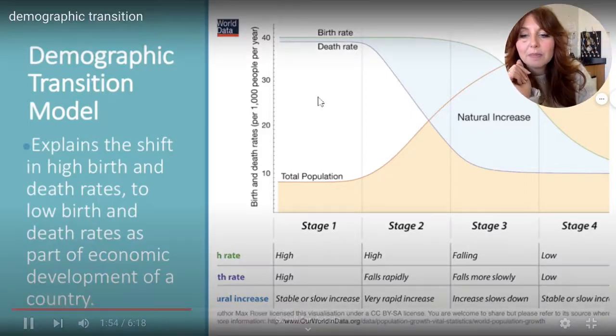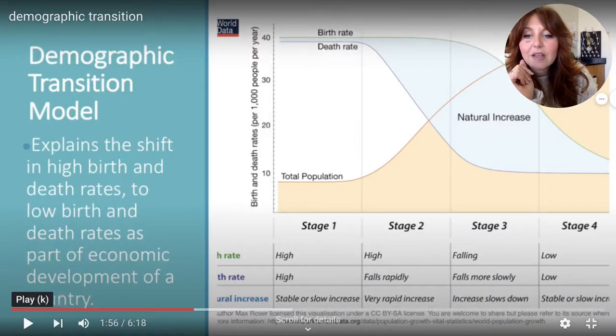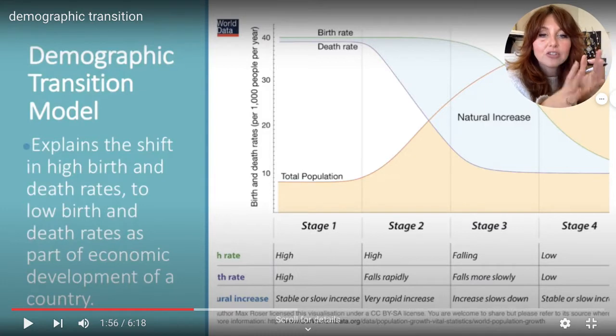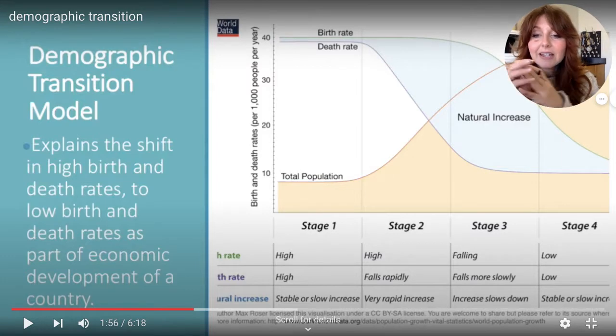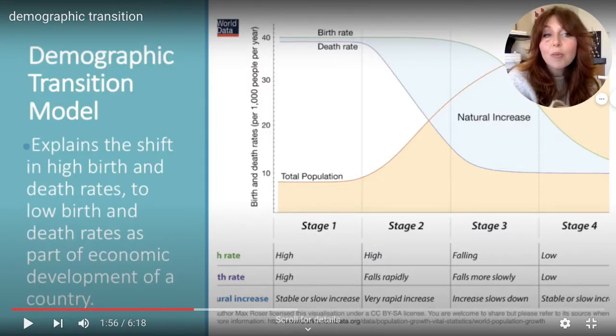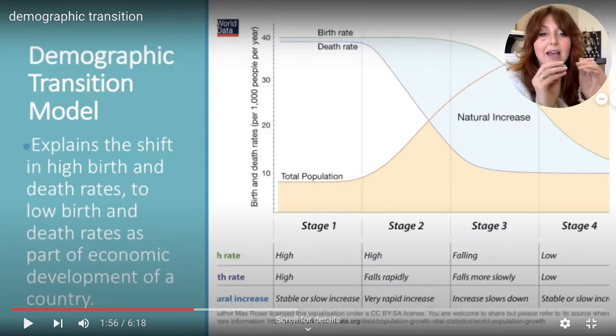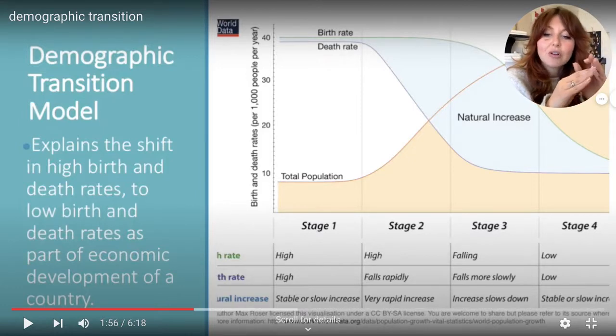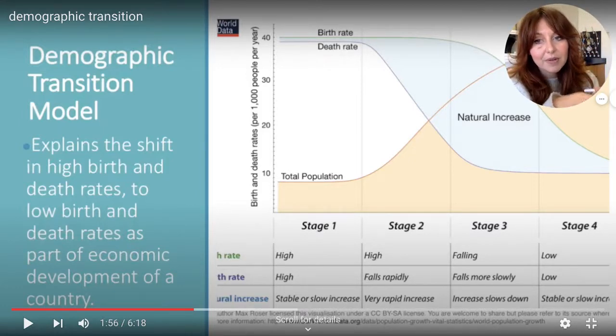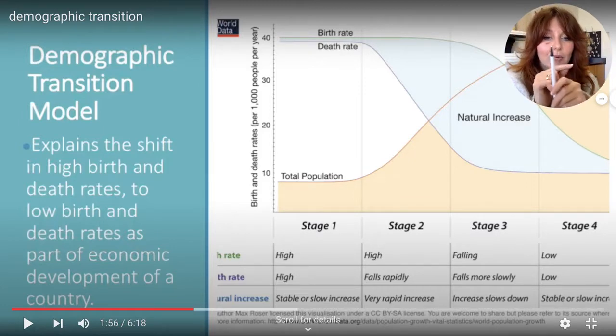Okay, so I'm going to pause it right here because this is what we're going to be looking at. We are essentially going to be making a model of the shift from high birth rates and high death rates in a society to low birth rates and low death rates and an increase in population over time as part of economic development from a country. So this is what our graph is going to look like. And we're going to go section by section by section.